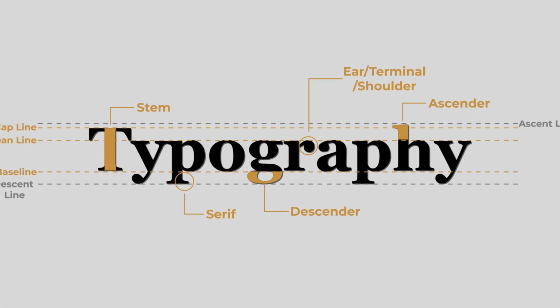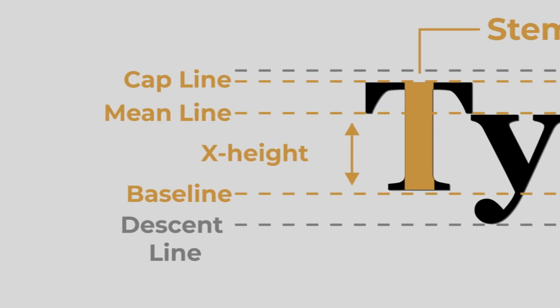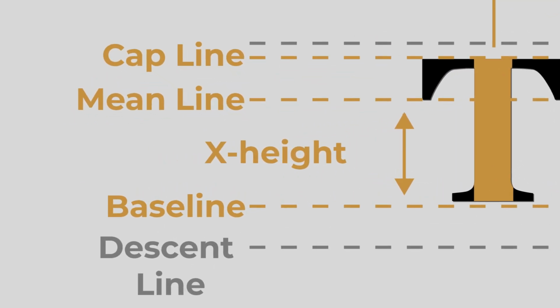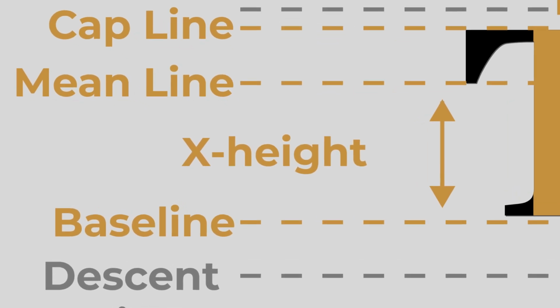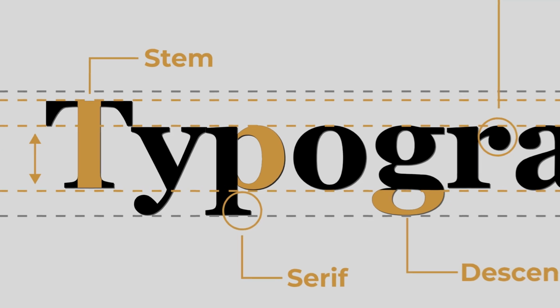Ever notice how most lowercase letters like O or X are the same height? That's called the X height. It's the sweet spot that keeps everything looking clean and easy to read. Super important for legibility.